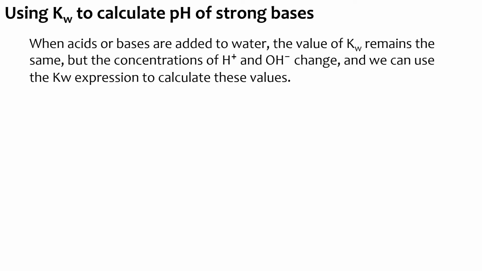So when acids or bases are added to water, the value of Kw remains the same. As we just said, it's a constant. But the concentrations of H+ and OH- will change. And we can use this Kw expression to calculate the corresponding values of H+ and OH-. Now, when we add sodium hydroxide to water, for example, the OH- present in the sodium hydroxide will cause more water to break apart and will change the numbers of H+ and OH- in the water. And that's what we can do with Kw, is to work out by how much it changes.